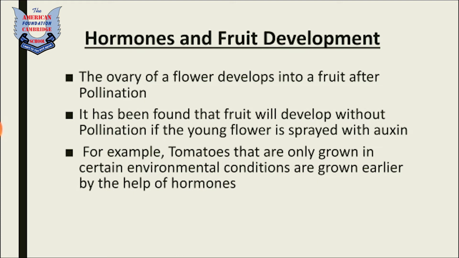The next commercial use of these plant hormones is fruit development. The ovary of a flower develops into a fruit after pollination. We all know this. But it has been found that fruit will develop without pollination if the young flower is sprayed with auxin. For instance, tomatoes that are only grown in certain environmental conditions are grown earlier with the help of hormones. So it means that plant hormones also help in fruit development. Sometimes, due to different environmental conditions, pollination does not occur, and due to this, the fruits do not grow. So, to grow the fruits in these conditions, we can use plant hormones again, and in this way, the fruits can be developed even without pollination. Auxins are very good for this purpose as well. Therefore, it has utmost importance for commercial purposes.